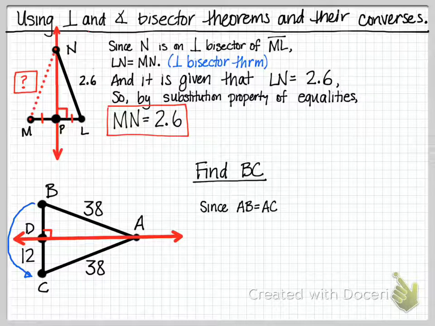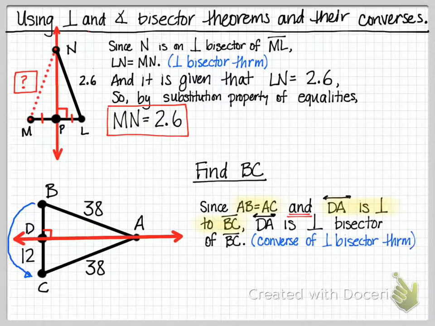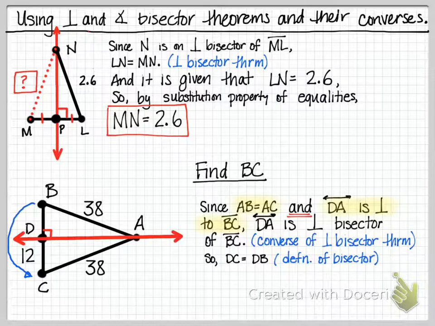Since A is equidistant to both B and C, meaning the segment length AB is equal to the segment length AC, and the line DA is perpendicular to BC, both of these two conditions are important. We have to have equal distance to the endpoints and be on a perpendicular. We therefore know that the line DA is in fact a perpendicular bisector of the segment BC by using the converse of the perpendicular bisector theorem. And therefore the segments DC and DB are equal in measure.